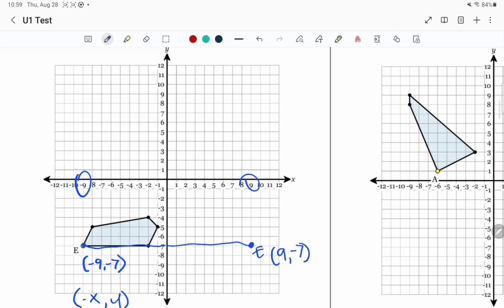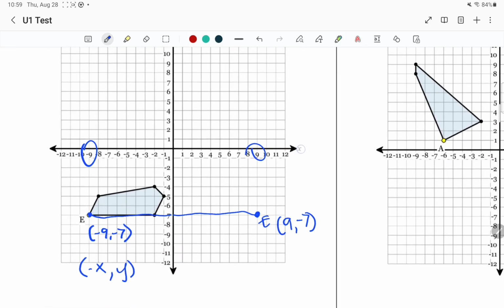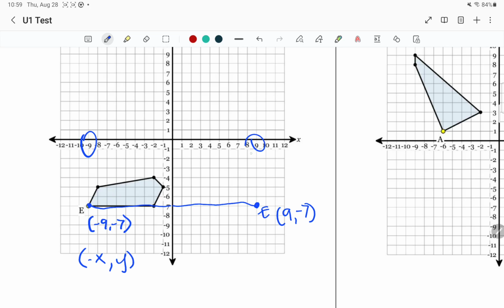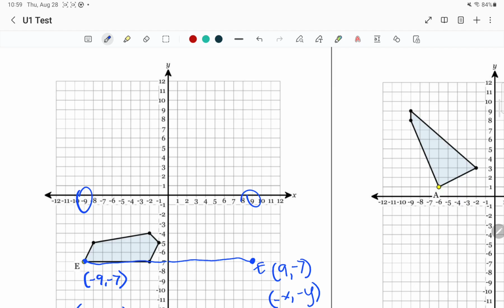And then I'm going to rotate 180 degrees. So my rule for 180 degrees is -x, -y. So 9, -7, we're going to switch the signs on both of those. So +9 is going to become -9. And then -7 is going to become +7. So my point E is going to land right there at -9, +7.